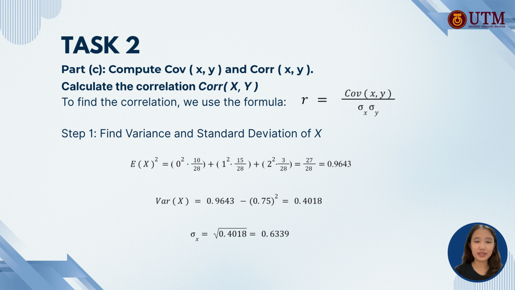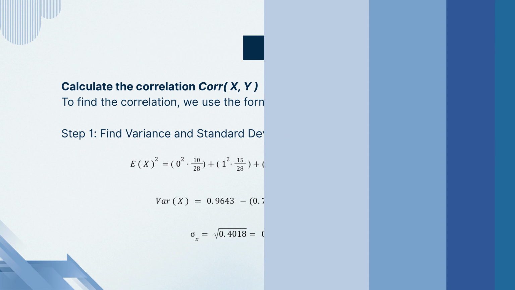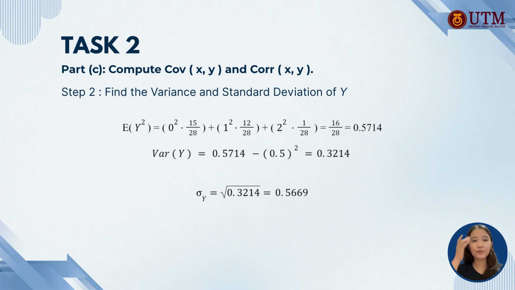We begin by finding the variance of x. We first find E[X squared] to be 0.9643, and after subtracting the squared mean, we find a variance of 0.4018. Taking the square root gives us a standard deviation of 0.6339 for the engineers. Following the same steps for variable y, we calculate its variance as 0.3214. This results in a standard deviation of 0.5669 for the number of accountants selected.